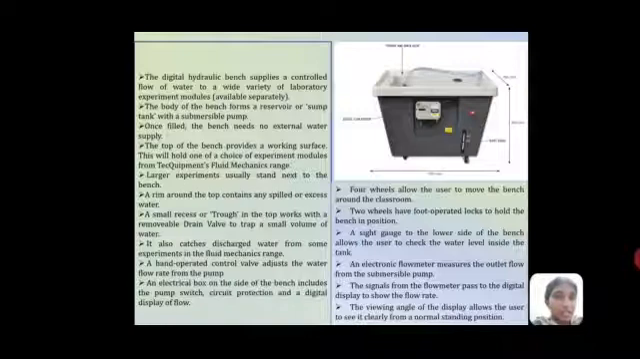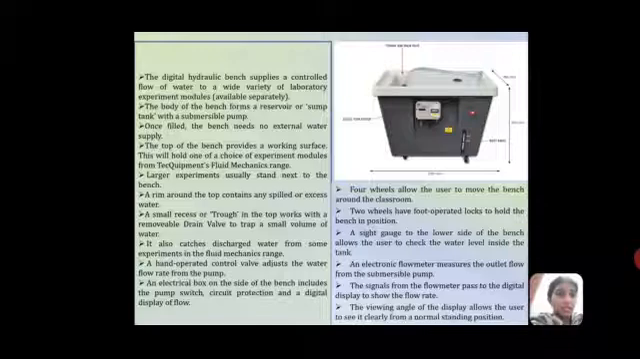Once it has been filled, the bench needs no external water supply. That is, until the sump gets filled, we need an external supply. Once it gets filled, there is no need for external supply. As you can see, the top of the bench provides a working space. This will hold one of the choice of experiment modules from Techupman's fluid mechanics range. Larger experiments usually stand next to the bench.